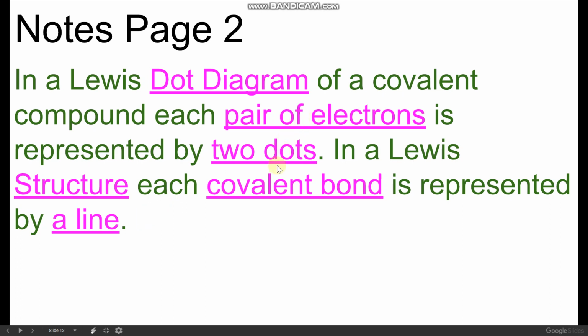And so all of these terms are actually equivalent. A pair of electrons, 2 dots, a covalent bond, a line. They really all mean the same thing. It's just different ways of representing the same thing. But the important thing that you need to get out of this is that one line is equivalent to 2 electrons in a Lewis structure. And we're going to see that throughout our lesson today as we're drawing Lewis structures of compounds and molecules.